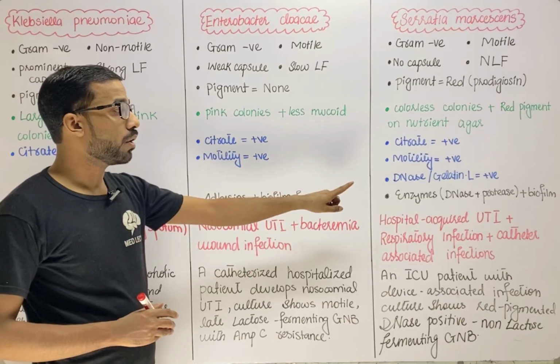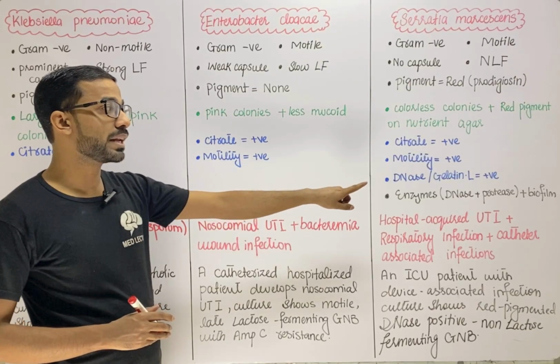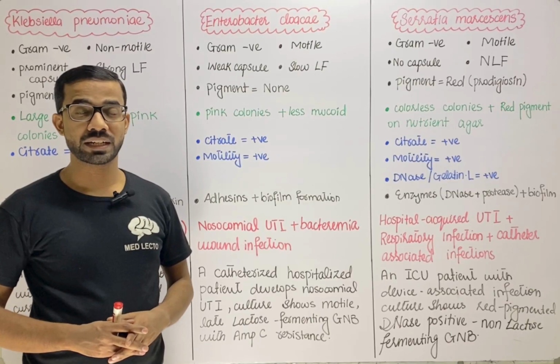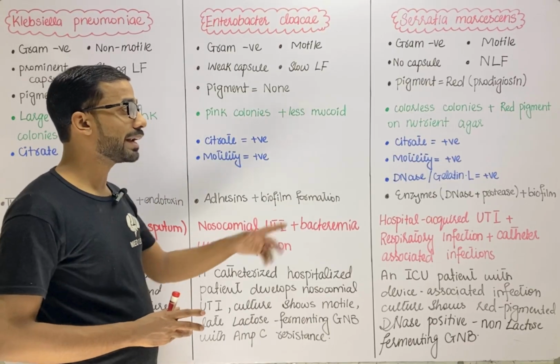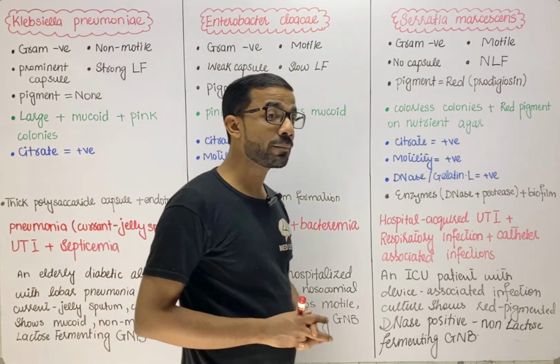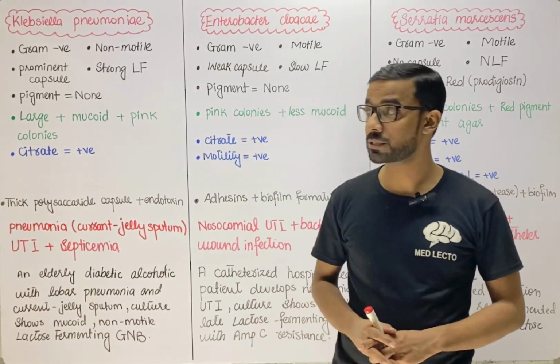Serratia will also produce different enzymes, DNase and protease, that will help in the survival of this bacteria in the human body, and it will also form the biofilm in that case. Next, we will see what the symptoms related to these bacteria are.